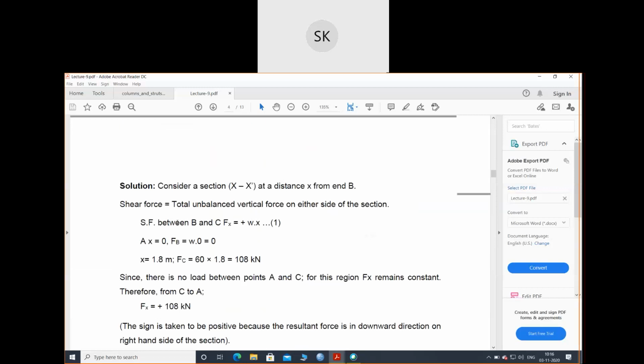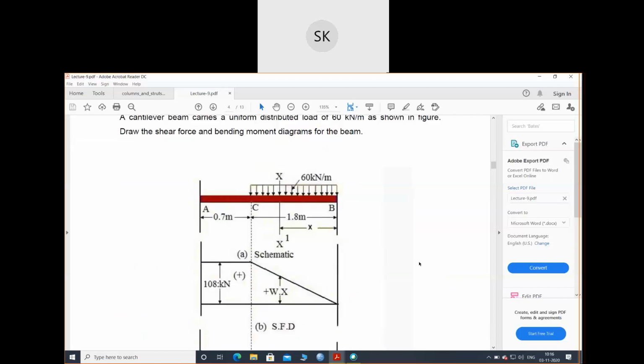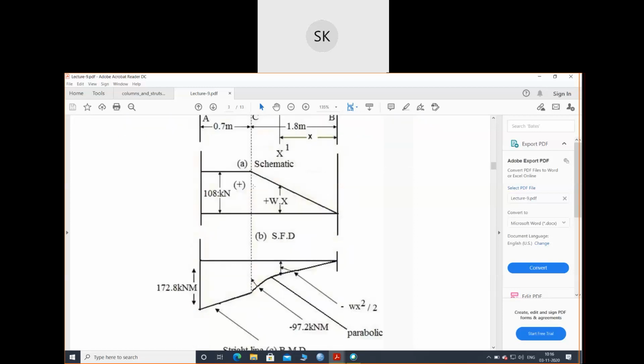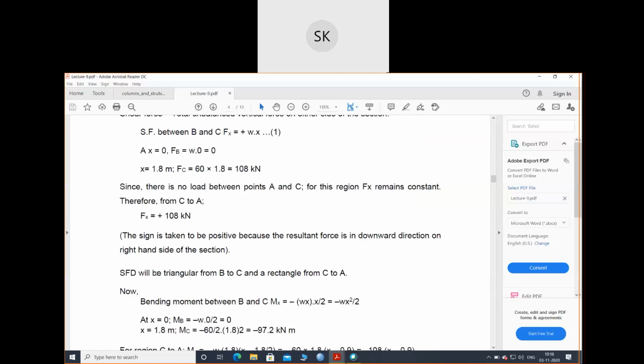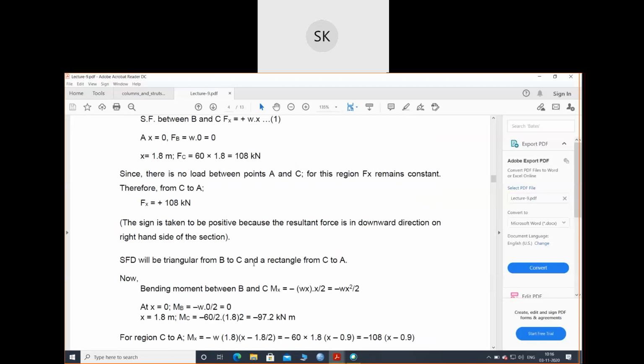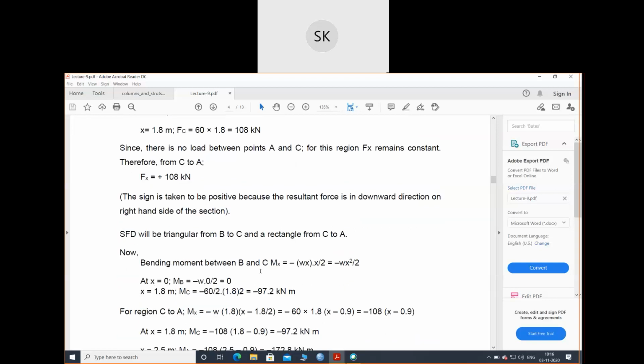Okay. For that, the shear force will be W into x. Place the boundary condition, we'll get the shear force. Since there is no load between point A and C, for the region Fx remains constant. Therefore, I have found the equation W into x. So the shear force will be the same for this part, as there is no particular load. Okay. Now the SFD will be triangular from B to C and a rectangle from C to A. Now with the bending moment, W into x into x by 2.